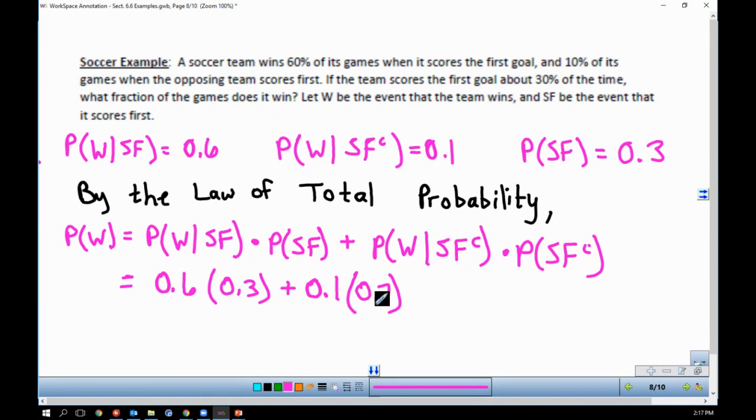So if we work this out, what's the probability that they win? 0.25.